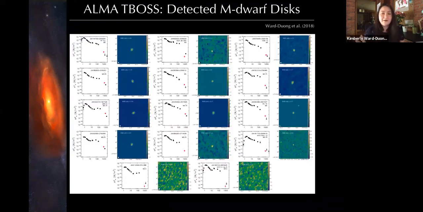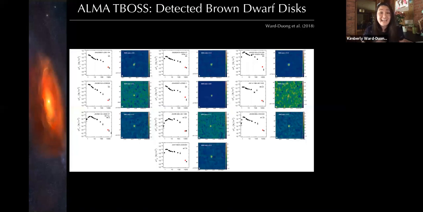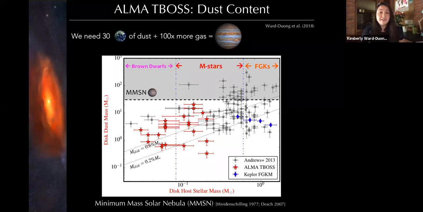So here's just a gallery of what we found by looking at these objects. We detected almost all of the M-dwarf disks. So this was exciting because it suggests that there's enough material for planet formation at these early stages around these objects. And then what we weren't sure about is what we would find if we went to even lower masses, to brown dwarfs. And we were pretty excited to actually detect all of the disks in our sample. All of the brown dwarfs had ALMA continuum detections. So we can start to put this together to try and understand the demographics of the planet forming potential of low mass stars and brown dwarfs.